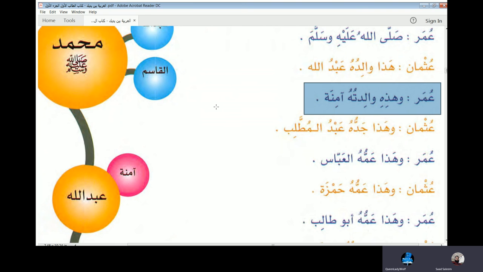Okay. Umar says, wahazihi walidatuhu Aminatu, and this is his mother. His mother, okay. The ha means his. Walidatuhu Aminatu.